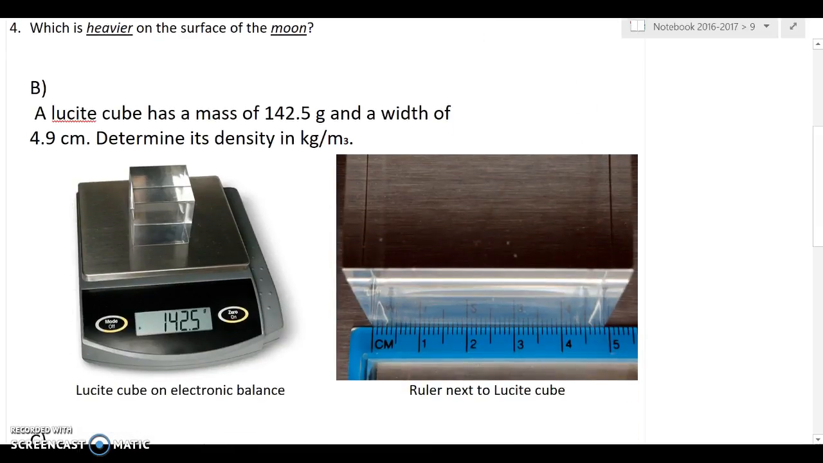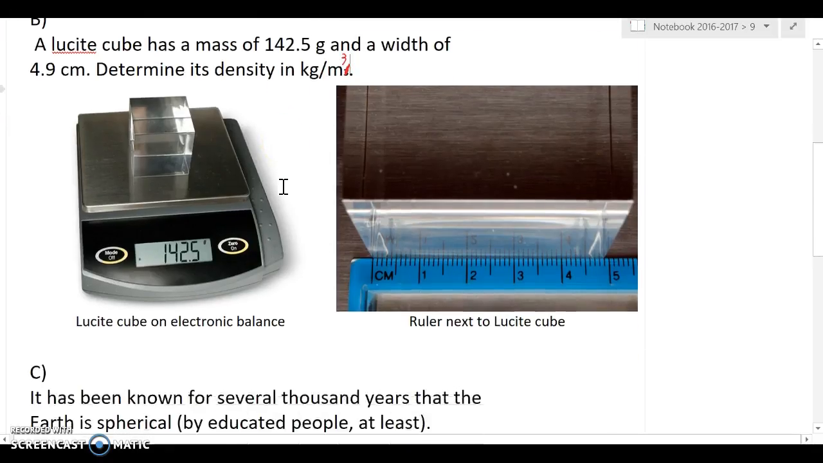Question B. A lucite cube, lucite is a type of translucent plastic, has a mass of 142.5 grams and a width of 4.9 centimeters. Determine its density in kilograms per cubic meter. Apologies, there's a mistake there. That should be m to the power 3. I don't think I'll give you any help with this.